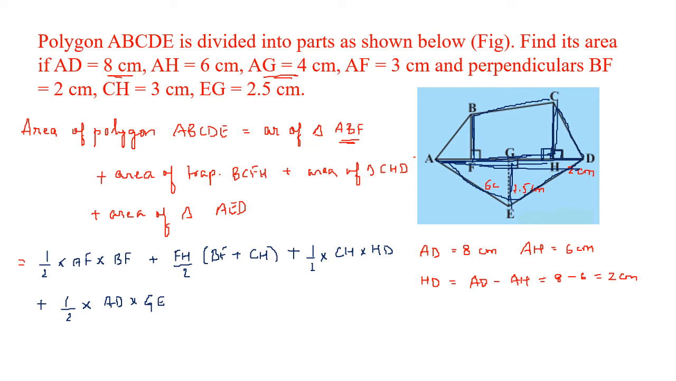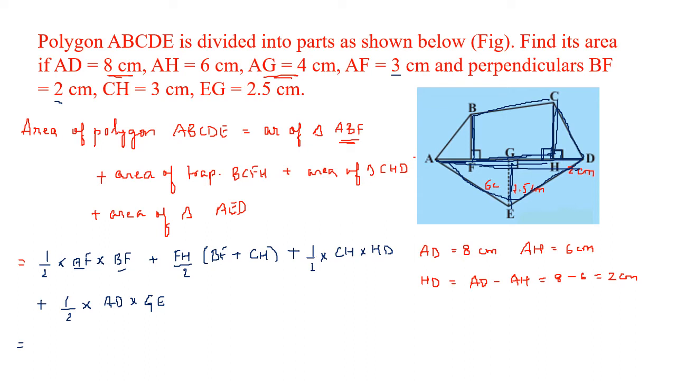Okay, now let us see what is given to us. Is AF given? Yes. AF is 3 centimeter. Is BF given? Yes. BF is 2 centimeter. Is FH given? FH is not given, right? So how do we find FH?